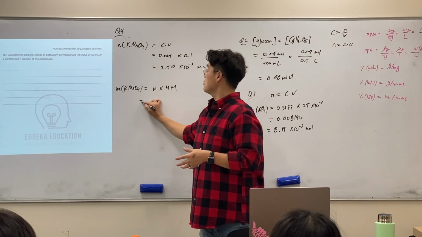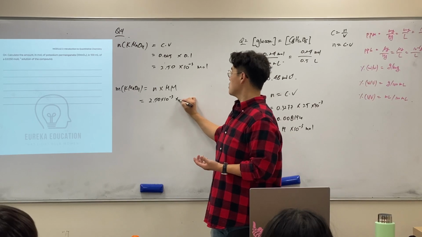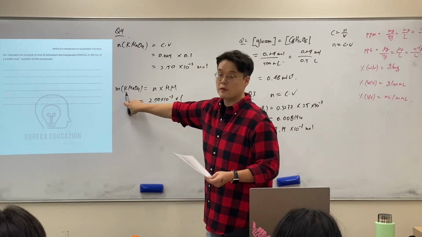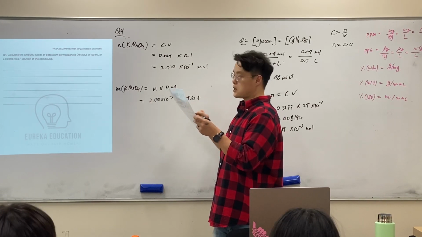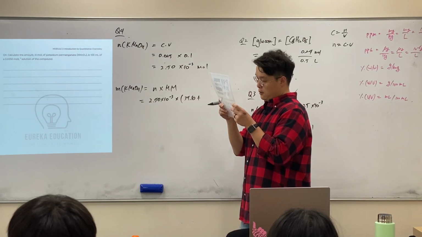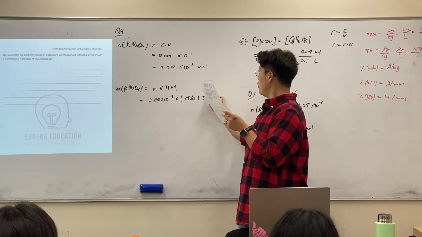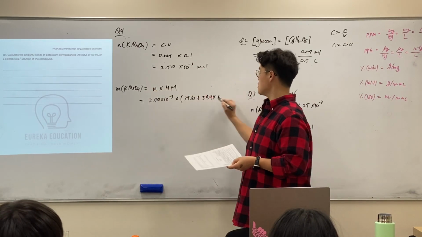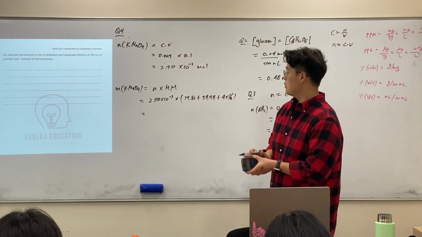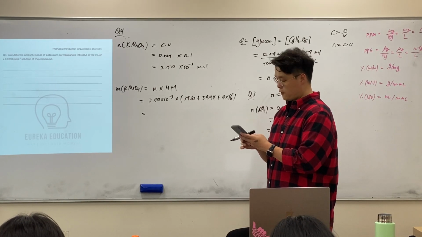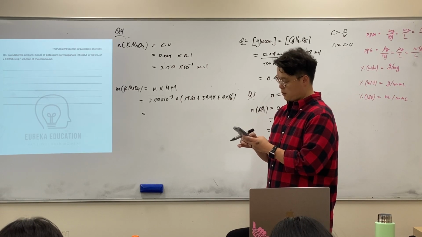Okay, so how do we do it? n is given as 2.50 times 10 to the power minus 3. Using your periodic table, make sure you show all the relevant things you have in the potassium permanganate. Potassium is 39.10, plus manganese, Mn, is 54.94, plus for oxygen, 4 times 16. That's included in your working out. So 39.10 plus 54.94 plus 4 times 16, times the 2.50 times 10 to the power minus 3.